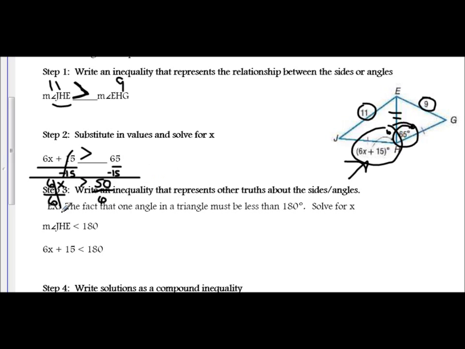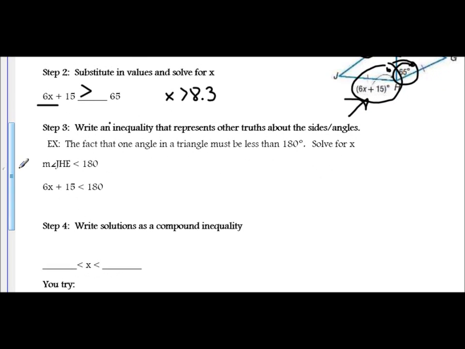So we get x is greater than 50 divided by 6, which will be a decimal. I'm just going to call it 8.3. So that's one step of finding your inequality. The second step is to consider other possible scenarios about the triangles. Well, we know because of the shared side hinge theorem that x has to be greater than 8.3. That's what this was.